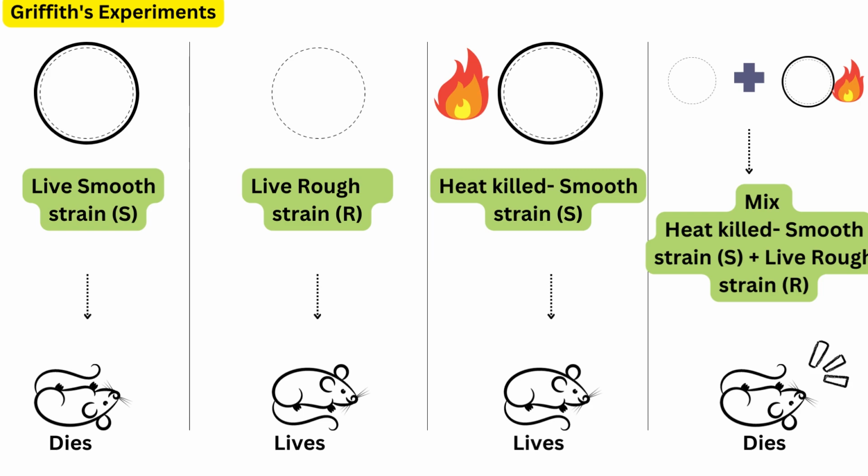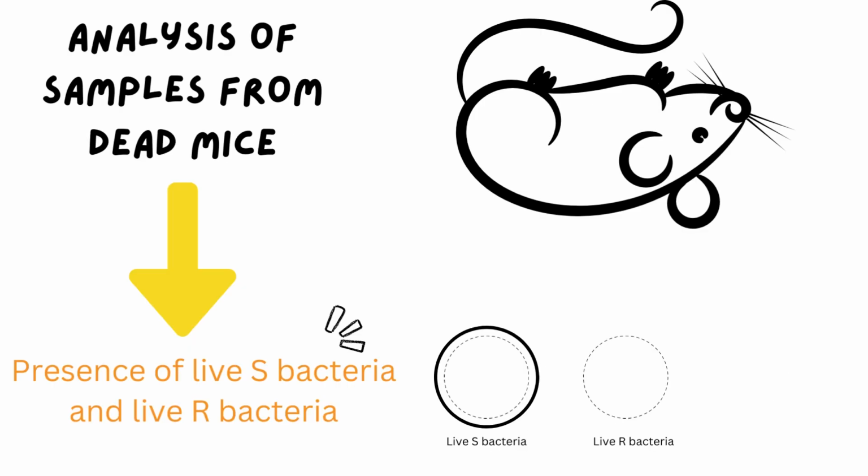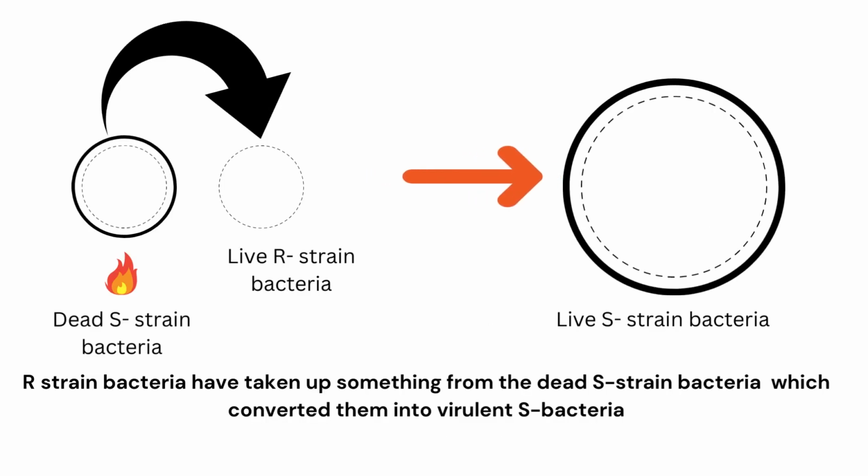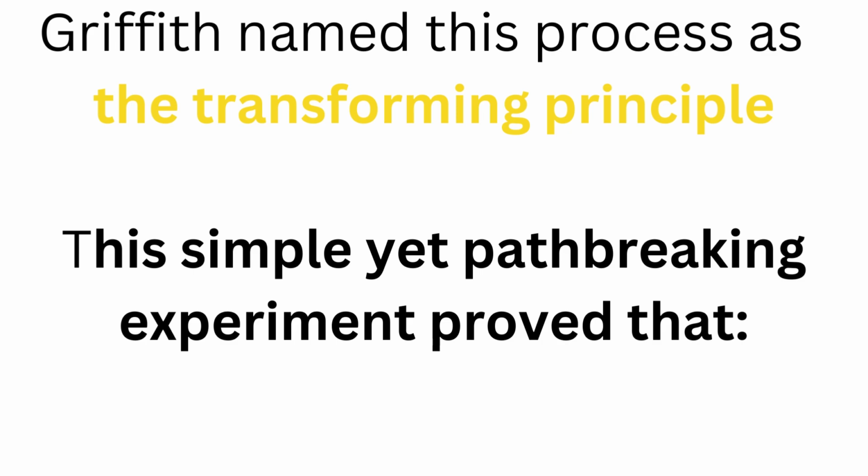Individually, both the heat-killed S bacteria and the live R bacteria are not deadly. However, when injected together, how they could lead to pneumonia in mice was puzzling. Analysis of samples from the dead animals revealed the presence of both live S strain and live R strain bacteria. Griffith concluded that the R strain bacteria have taken up some element from the heat-killed S strain bacteria, which has now converted them into virulent S strain bacteria. In other words, the R strain bacteria have been transformed into the deadly S strain bacteria. Griffith named this process the transforming principle.